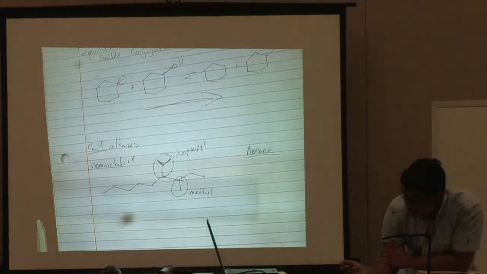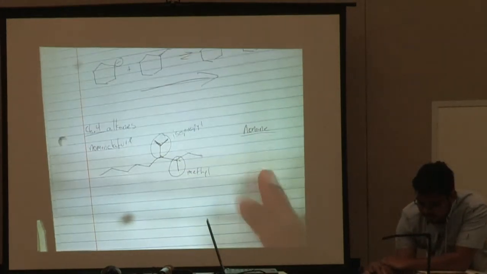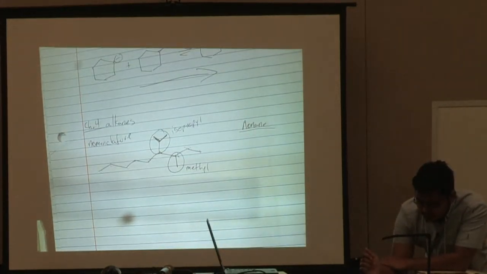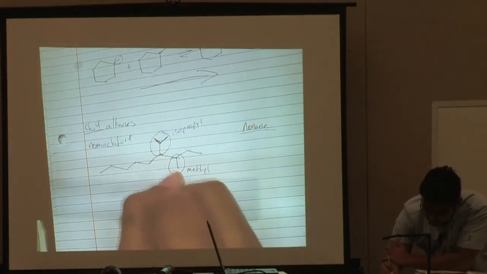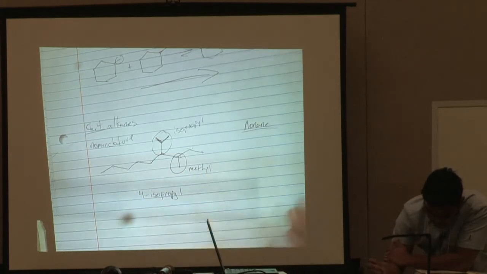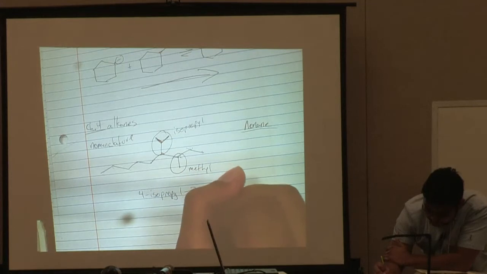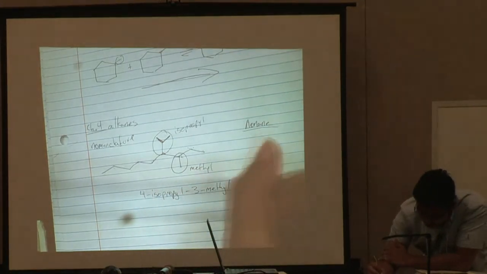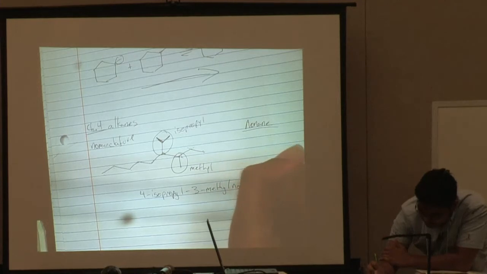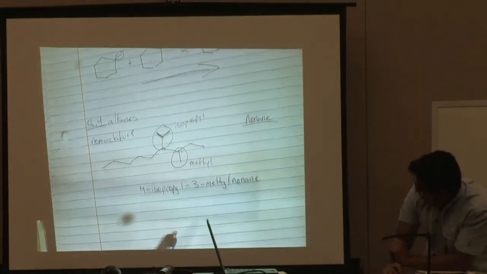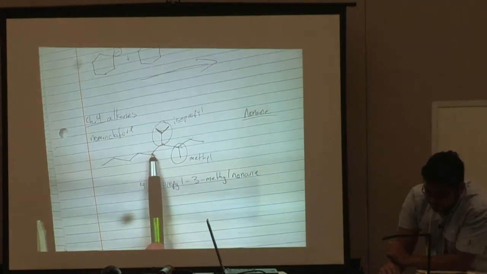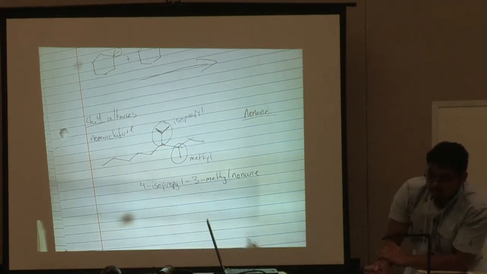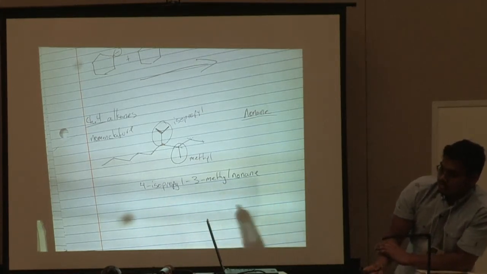Isopropyl, ignore my spelling if that's not correct, but isopropyl follows the same rules. So if I was to name this, it would be 4-isopropyl, 3-methyl, nonane. All right. We want to be uniform. So if there was more than 1 isopropyl, let's say it was here, it would be 4,5-diisopropyl, 3-methylnonane, etc., etc.